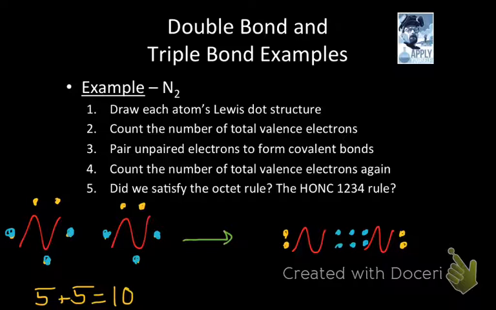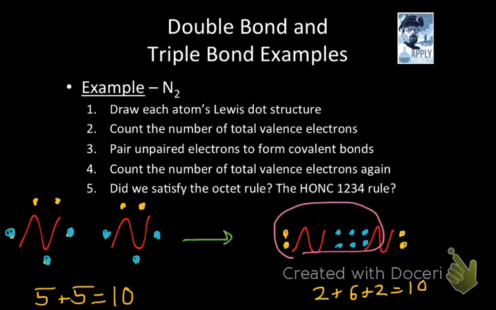If you count it up, you'll see there's 6 total electrons between them, and that is 3 electron pairs, forming a triple bond. So count them up again to make sure our number hasn't changed. 2 plus 6 in the center plus 2 at the right is 10 total valence electrons. And our nitrogen on the left has 8 total valence electrons, satisfying the octet rule. Our one on the right also has 8 total valence electrons, satisfying the octet rule.